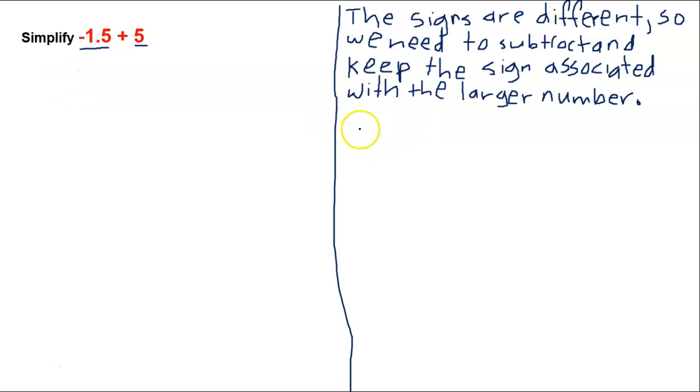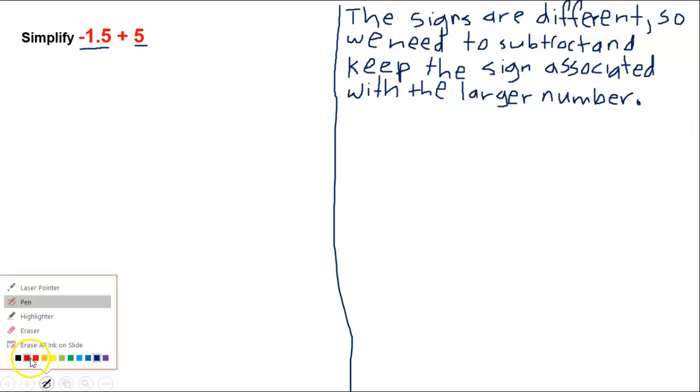We can do it like that, or we can say negative 1.5 plus 5 is the same as 5 take away negative 1.5. Okay, let me get a different color ink.